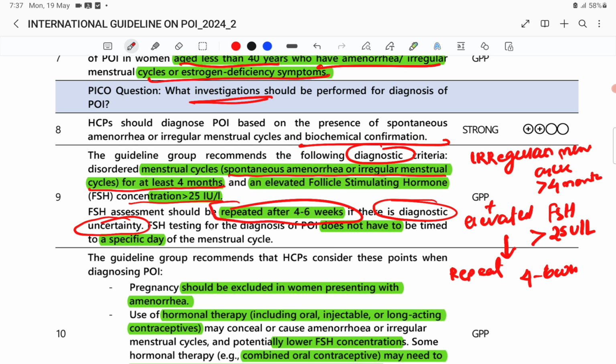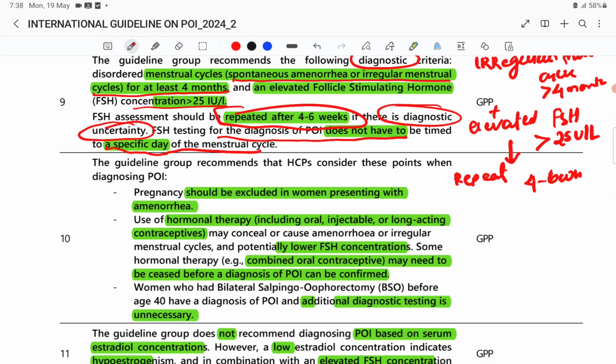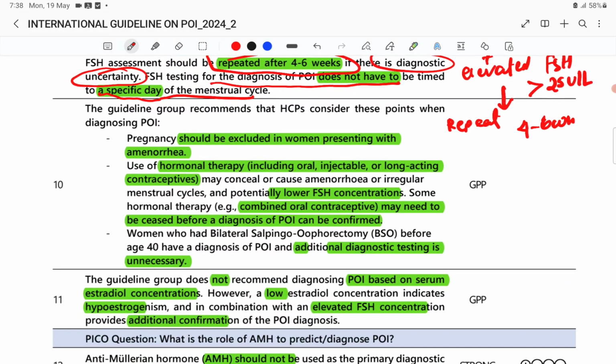FSH testing for the diagnosis of POI does not have to be timed to a specific day of the cycle. You can do it on any day of the cycle. The guideline group recommends that when considering the diagnosis of POI, the first thing to do is a UPT, urinary pregnancy test, to exclude pregnancy in women presenting with amenorrhea.